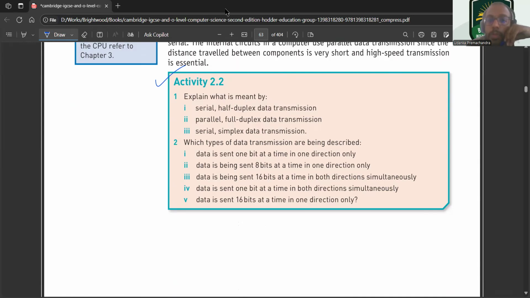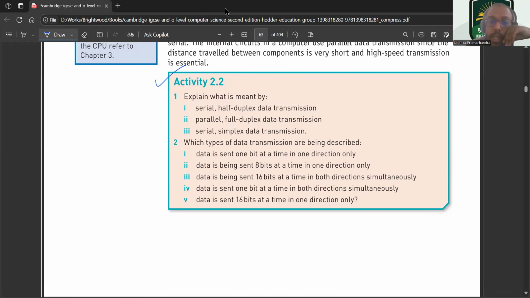Parallel fully duplex: what is parallel fully duplex? Parallel means more data can be transferred at one time, and it can be transferred both ways. Serial simplex data transfer: serial means one after one, and simplex is only one direction. You have to add both.